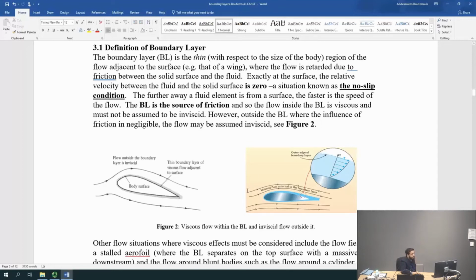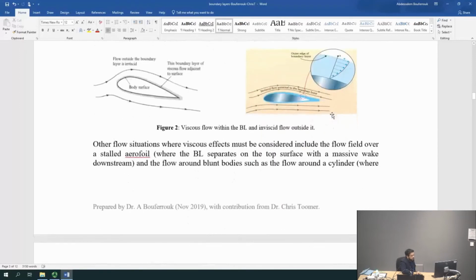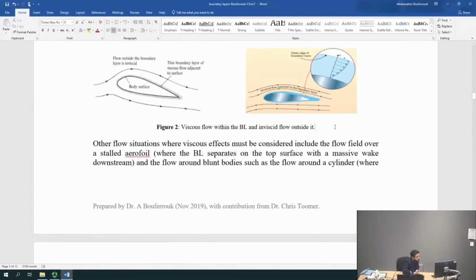And that's where we define the edge of the boundary layer. And of course, the source of this shear stress is the friction of the air itself inside the boundary layer. That's what causes the shear stress.